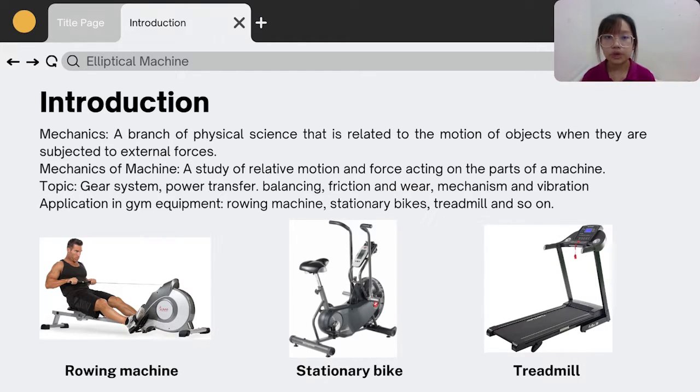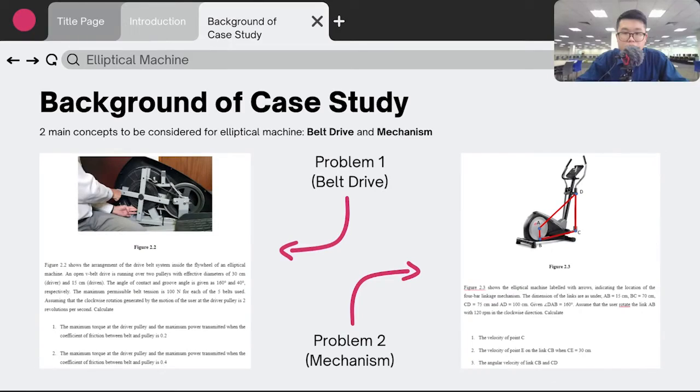However, in this project, we are required to find a mechanics of machine application in gym equipment as the case study. There are many examples of application in gym equipment, which are rowing machine, stationary bike, and treadmill.